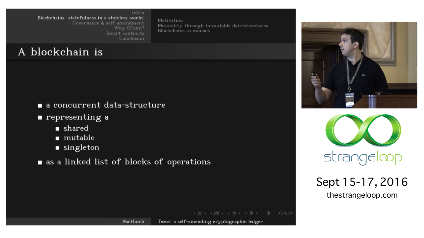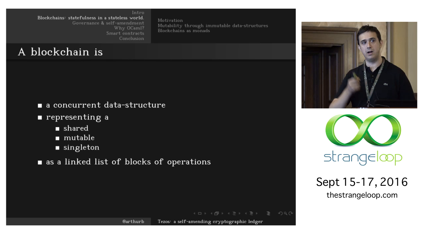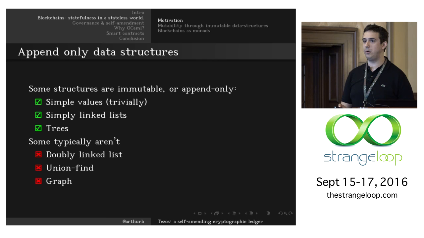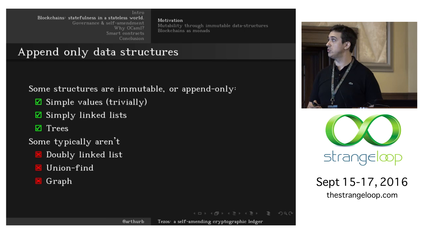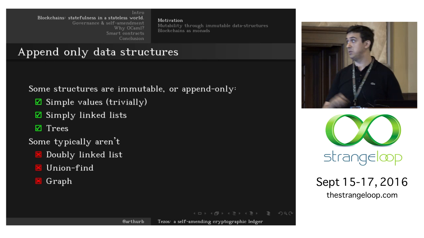So, what's a blockchain? It's a concurrent data structure representing a shared, mutable singleton, right? People say blockchains are immutable. What they mean is that the record is immutable, but the operations on a blockchain actually change it. And the way we represent it is through a linked list of blocks of operations. Briefly speaking, there are two kinds of data structures in the world, immutable and mutable. The immutable data structures are also sometimes known as append-only, so a single immutable value is a trivial example. A simply linked list, you just add more elements to your list, trees, and so on. Typically it isn't something like a doubly linked list. You need to be able to modify a pointer in an already existing value in order to do that.